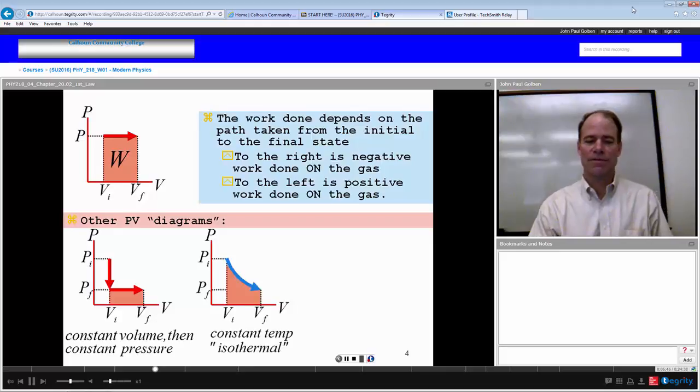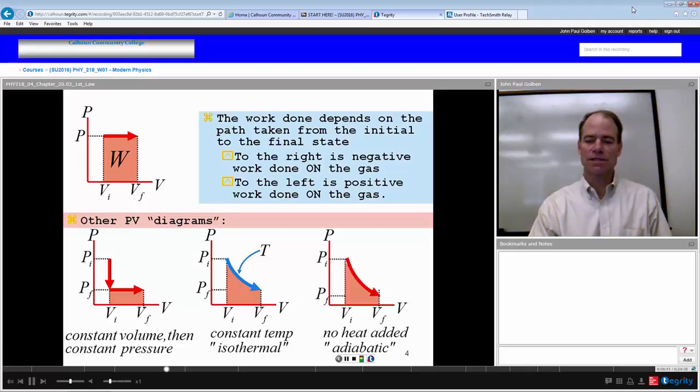Here's another graph. It's at constant temperature, called isothermal, and again the work done on the gas would be a negative quantity of the area underneath the graph, or we can think of it as the work done by the gas would be this positive area underneath the graph itself.